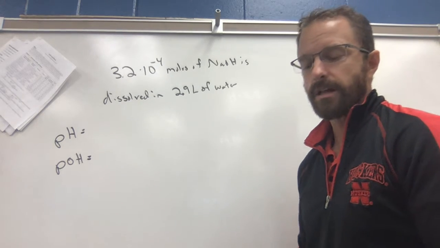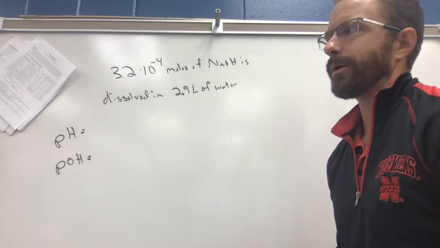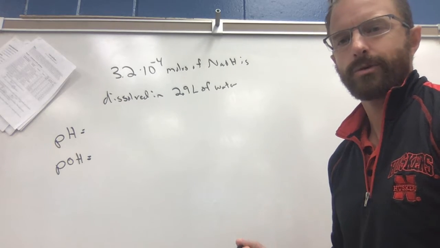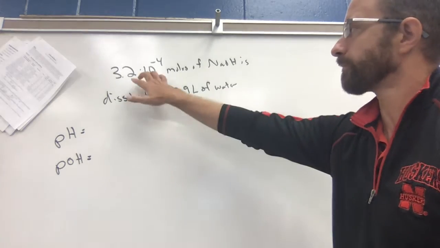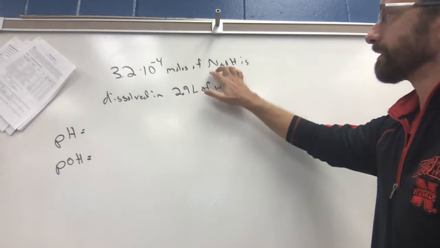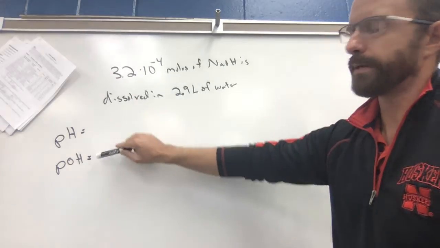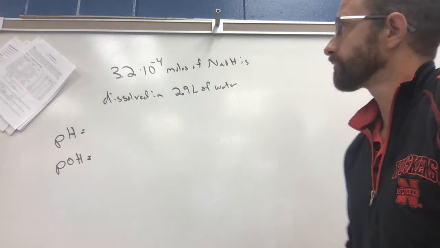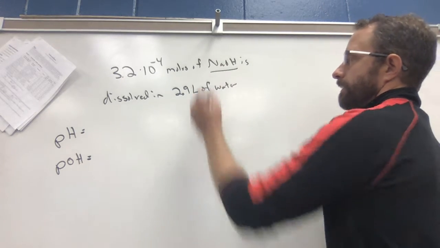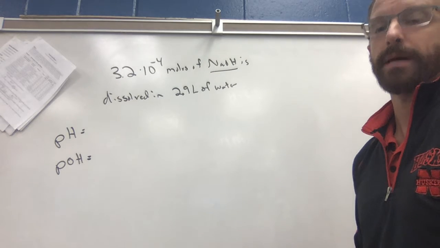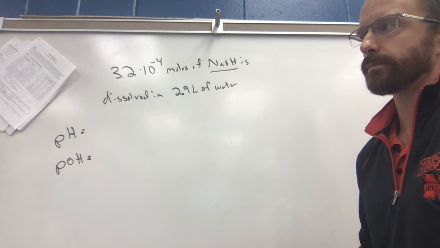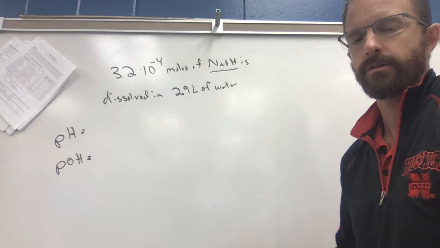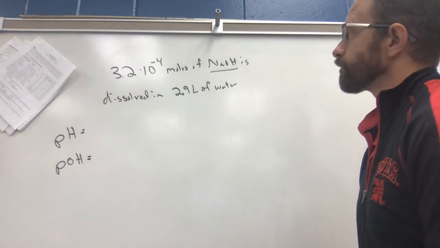So as with a lot of these kinds of things, when I first read it, I want to assess what's going on in this situation. So we've got some number of moles dissolved in water. This stuff is sodium hydroxide. They want to know the pH and the pOH. So one of the first things I want to identify is, what kind of stuff is this? Well, sodium hydroxide is a base, right? You can tell because of the hydroxide part. So it's a base.